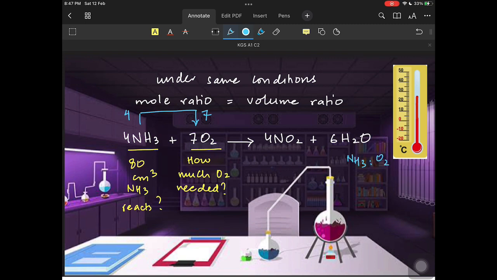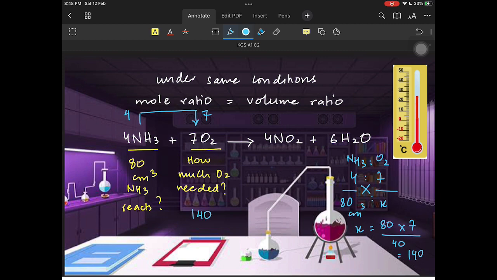So we know 4 moles of ammonia react with 7 moles of oxygen. So if 80 cm³ is the volume of ammonia and X is the volume of oxygen, we simply solve it and we get to know that it's going to be 80 times 7 divided by 4. Not 40 obviously. So the volume is going to be really simply 140 cm³. Yeah, that is the answer.